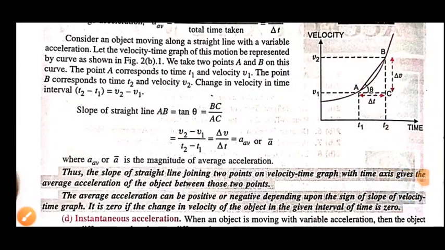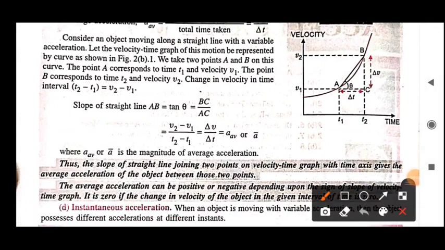One graph you can see, this is the graph between velocity and time. In this graph, the motion has started from this point and is going on. Here you can see different points on this graph, and 2 points are taken, A and B. With respect to A and B, what is the time? For point A the time is t1 and velocity is v1. For point B, time is t2 and velocity is v2. So you can see here what delta v and delta t are.